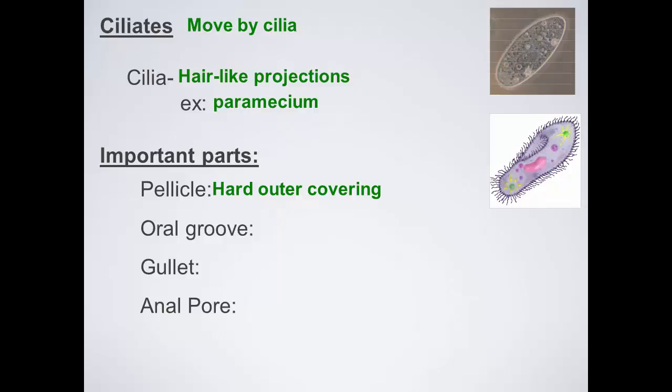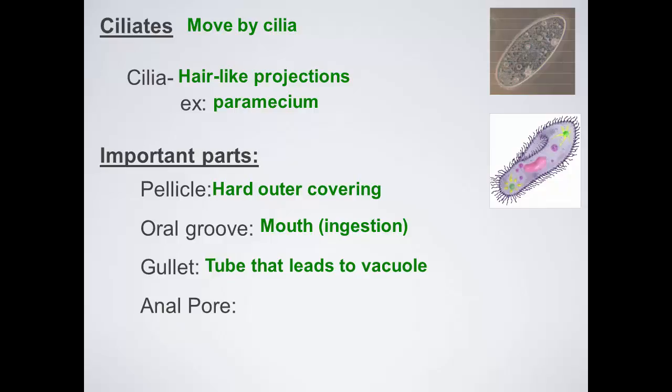But it also poses some problems, because the amoeba just engulfed its food, but the paramecium, since it has this hard outer shell, can't do that. So instead of surrounding their food, they have a little sort of indentation that the food goes into. It's kind of like their mouth. That's how they get food. So there's this oral groove that takes the food in. It then goes through a tube called the gullet. It's kind of like the throat, the esophagus. And that leads into a food vacuole down here. So that's how food gets into the paramecium.